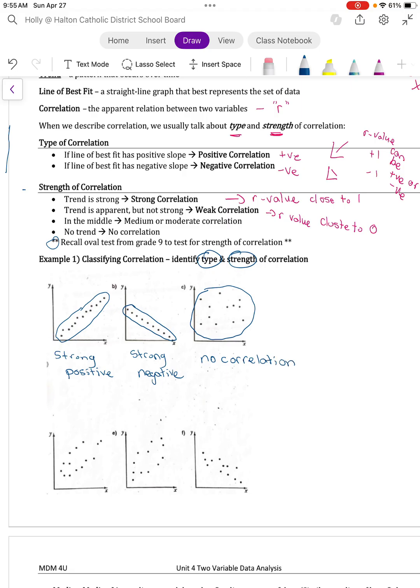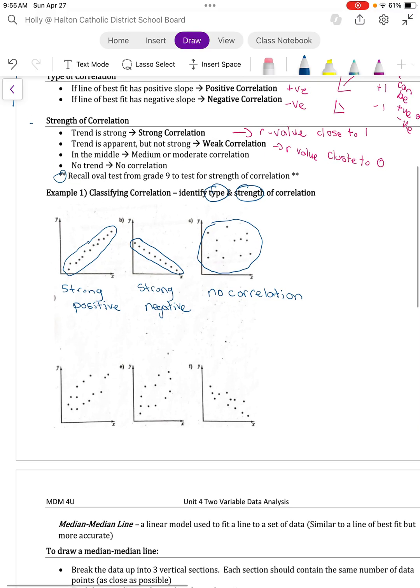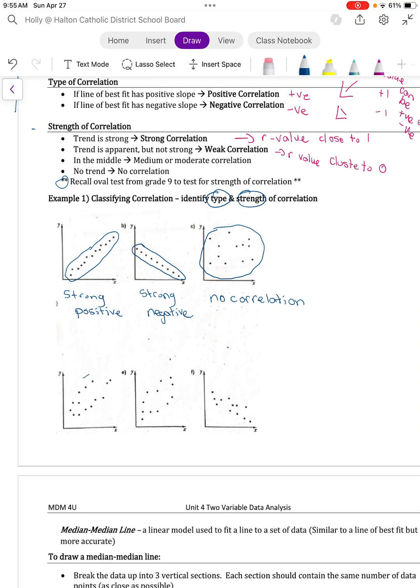If I look at the data below here, I can draw my oval. You can see the difference between the first one and this one. This is still looking like an oval versus the last one, which has no correlation. So I would still say this is a weak. You can say weak or moderate. And it's going up. I can see the trend is going up, so that's positive.